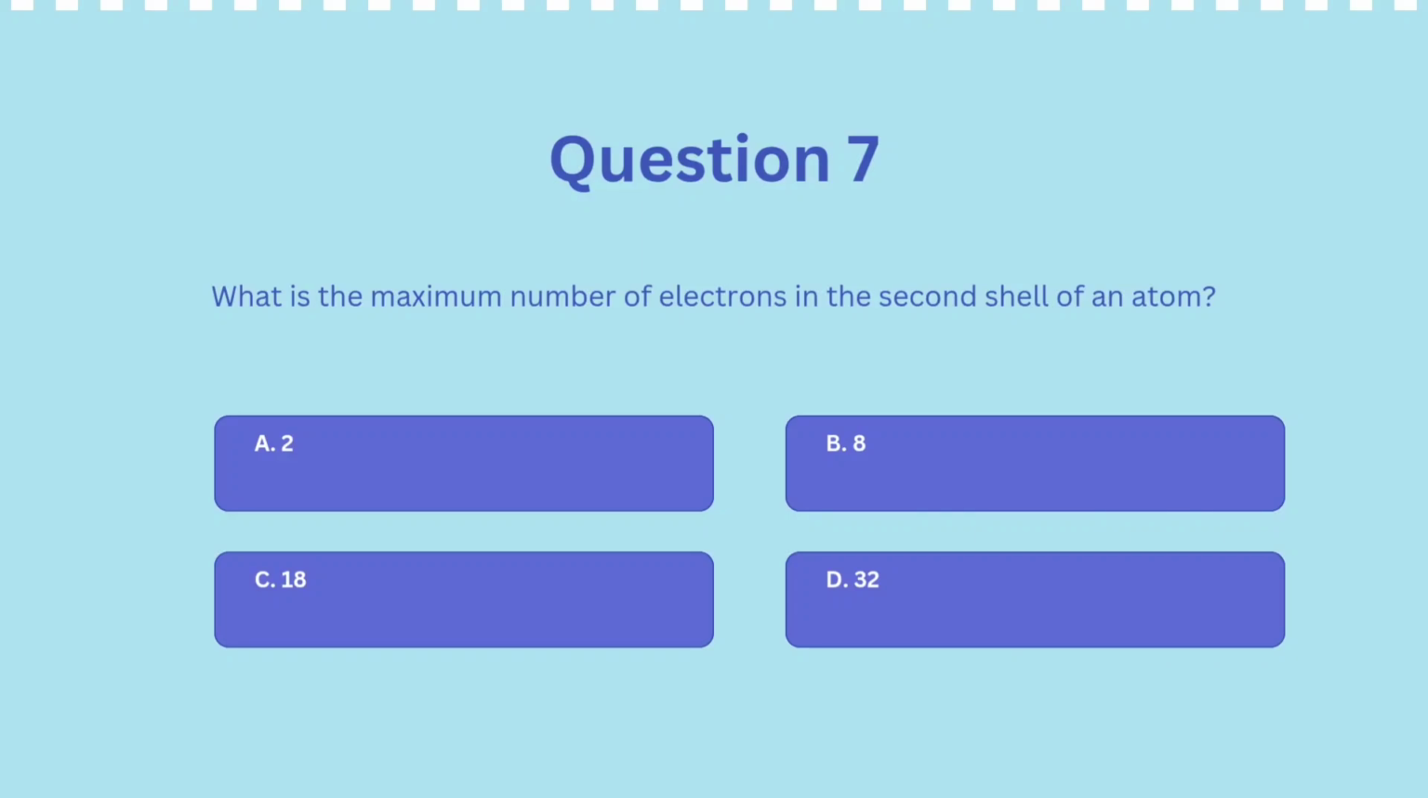Question number 7 is, what is the maximum number of electrons in the second shell of an atom? Option A, 3; option B, 8; option C, 18; and option D, 32.